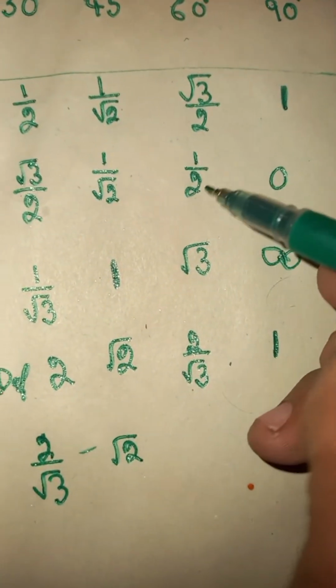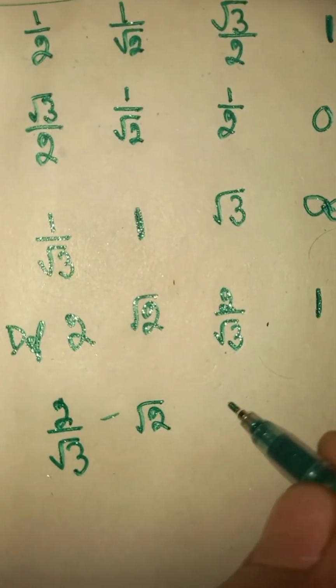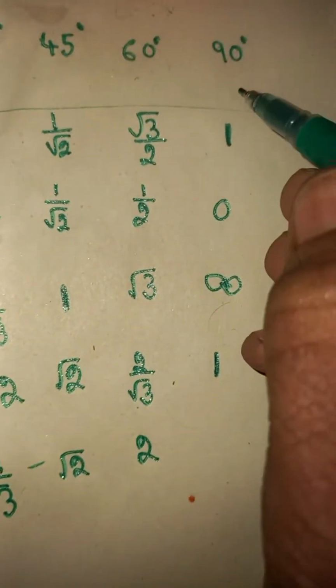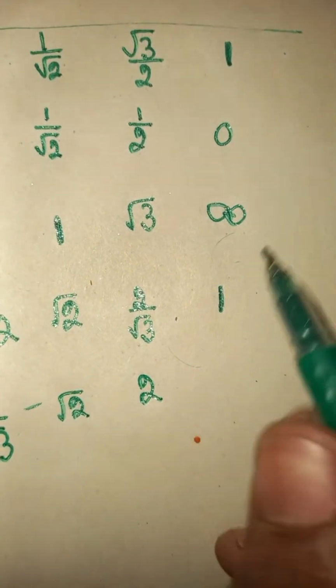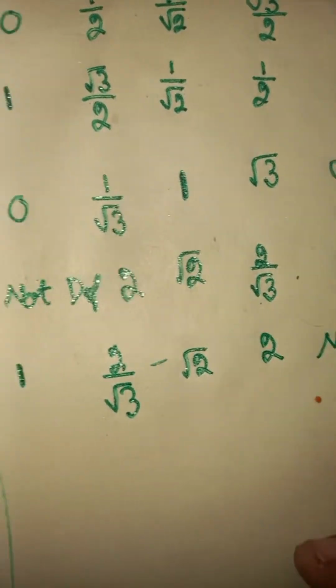And cos of 60 degrees is half. After flipping, it becomes 2. And cos of 90 degree is 0. 1 by 0 means it is not defined.